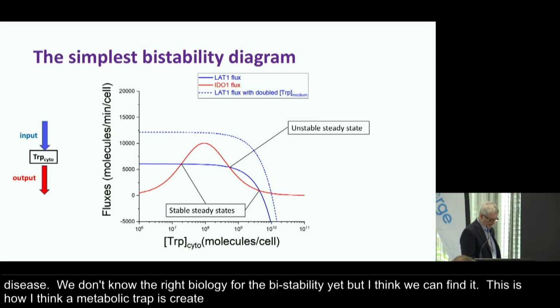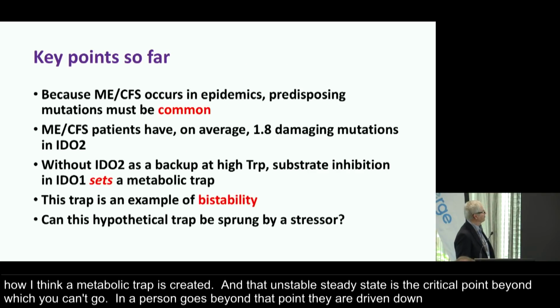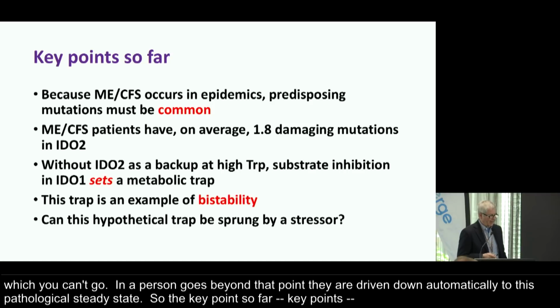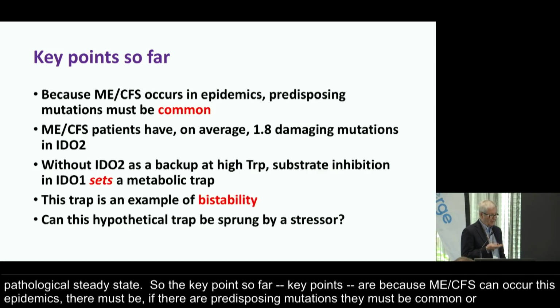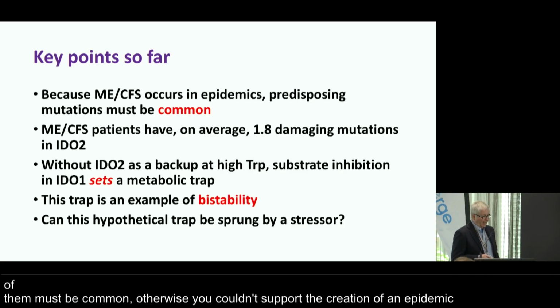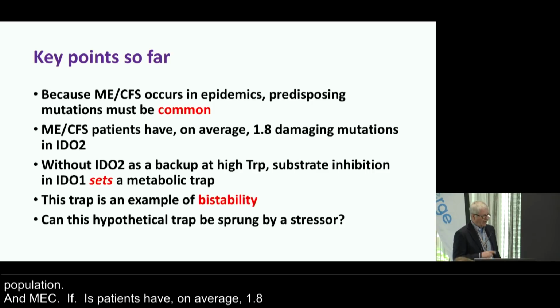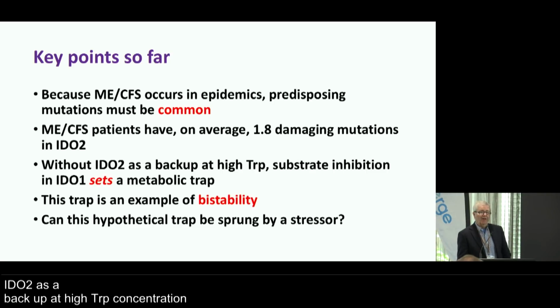And that unstable steady state is the critical point beyond which you can't go. If a person goes beyond that point, they are driven down automatically to this pathological steady state. So the key points so far are that because ME/CFS occurs in epidemics, or can occur in epidemics, there must be, if there are predisposing mutations, they must be common, or at least some of them must be common. Otherwise, you couldn't support the creation of an epidemic in a local population. And ME/CFS patients have, on average, 1.8 damaging mutations in this enzyme, IDO2. Without IDO2 as a backup at high TRP concentrations, IDO1 sets what I call a metabolic trap because it has this substrate inhibition feature.